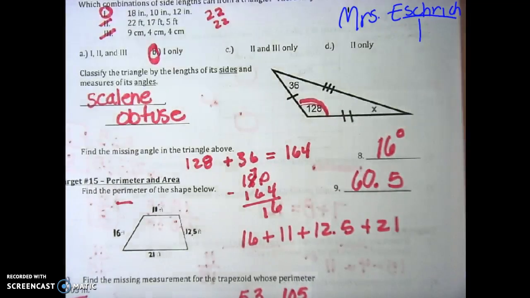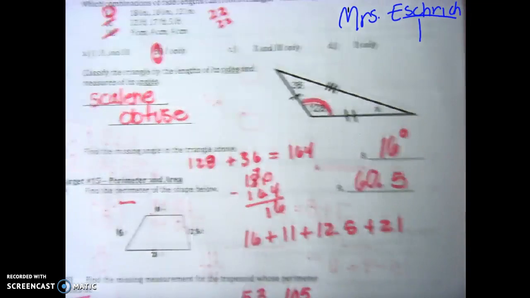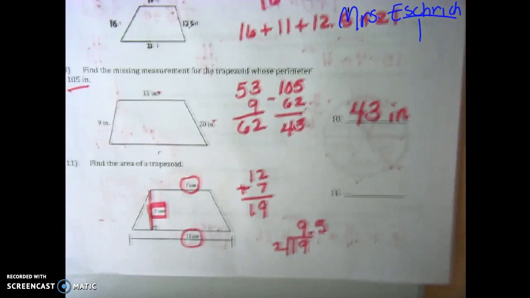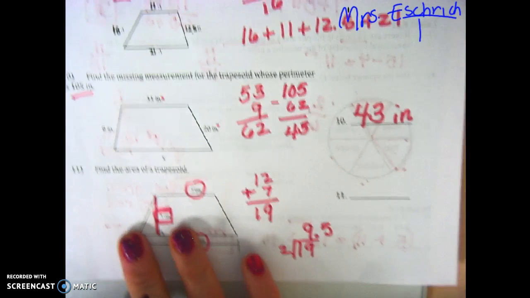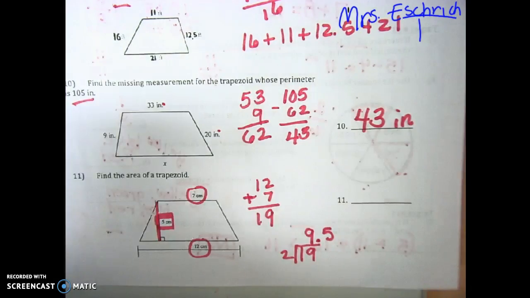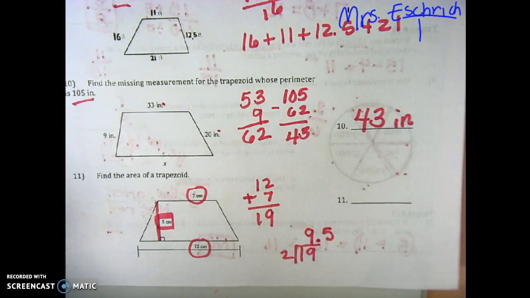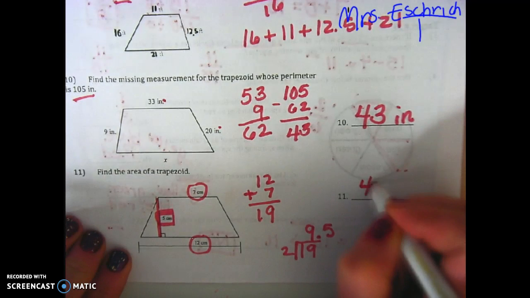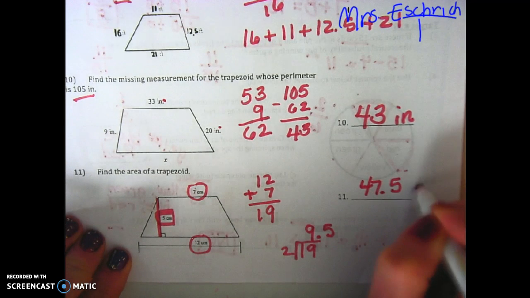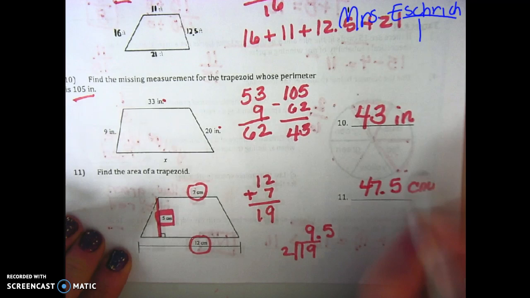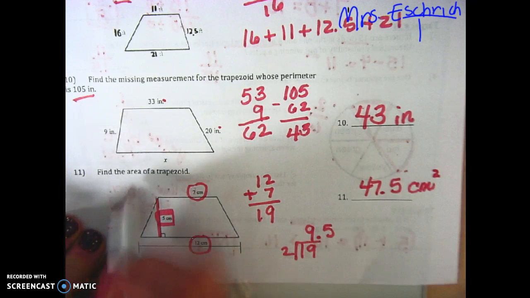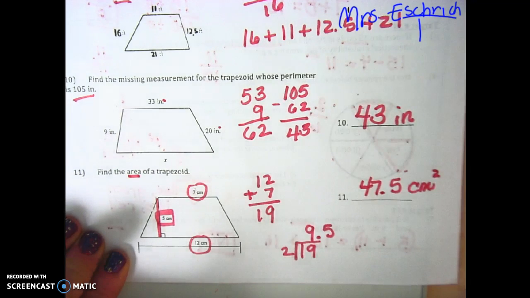Okay, I'm just going to take my calculator. Oopsie, I'm not showing this, am I? Oopsie. I'm going to take my calculator and go 9.5 times 5 and get 47.5 centimeters squared. Don't forget to square the area.